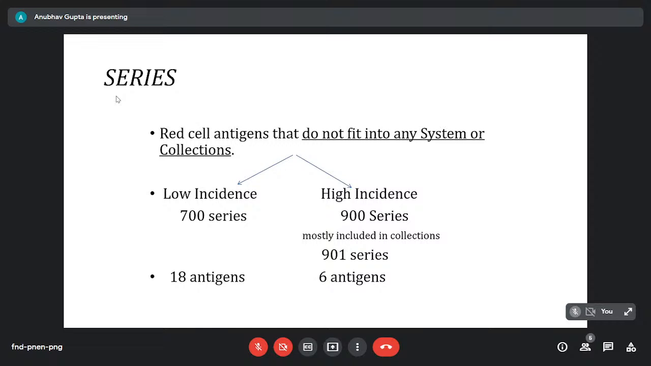What are series? Series are the antigens that don't fit into a system or a collection. The series can again be identified as the 700 series or the 900 series. The 700 series are the low incidence antigens and the 900 series are the high incidence antigens. For the low incidence series, taking the example of CW, we have 18 antigens, and for the high incidence series, like capital E, we have about 6 antigens.